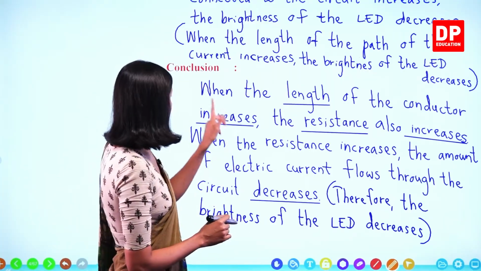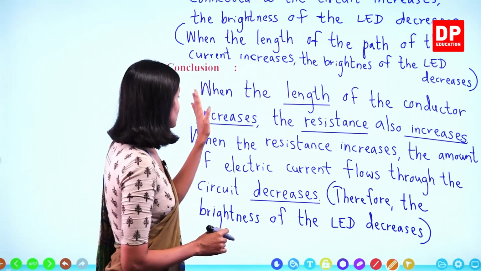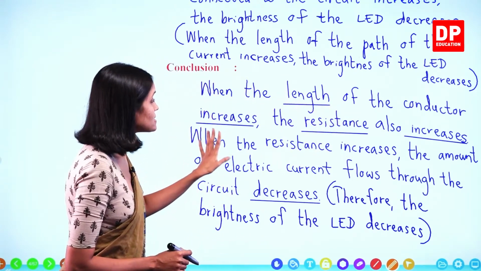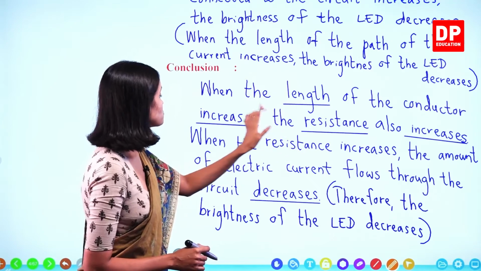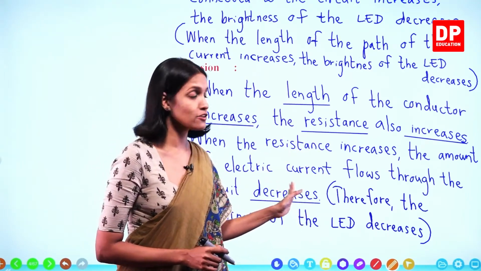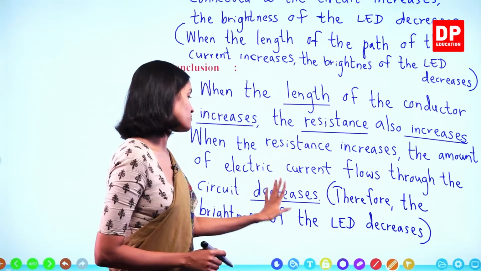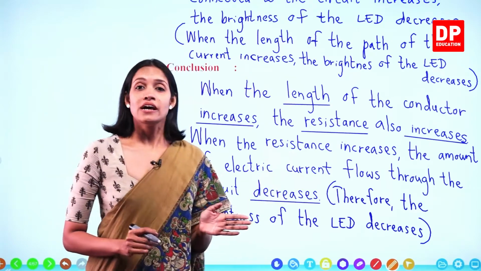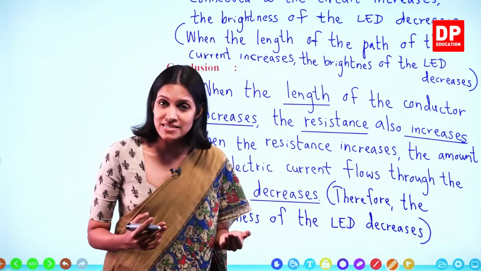Understand, children? When the length of the conductor increases, the resistance also increases. When the resistance increases, the amount of electric current flowing through the circuit decreases. Therefore, the brightness of the LED decreases. So after doing this activity, I hope you understood what resistance is.